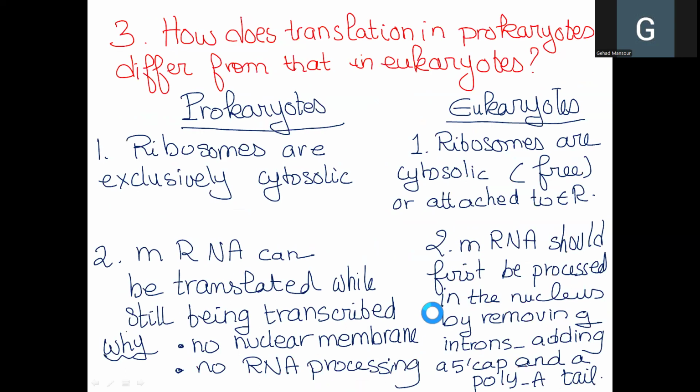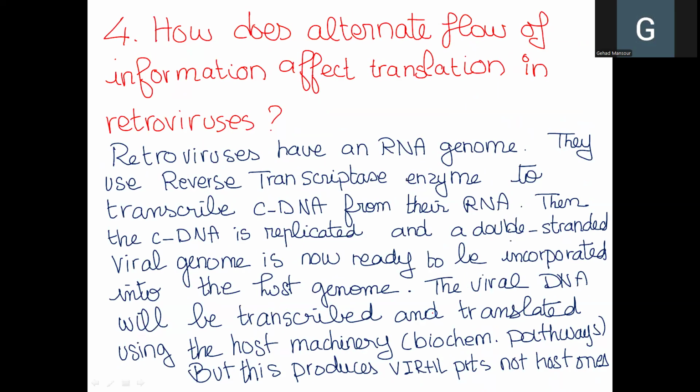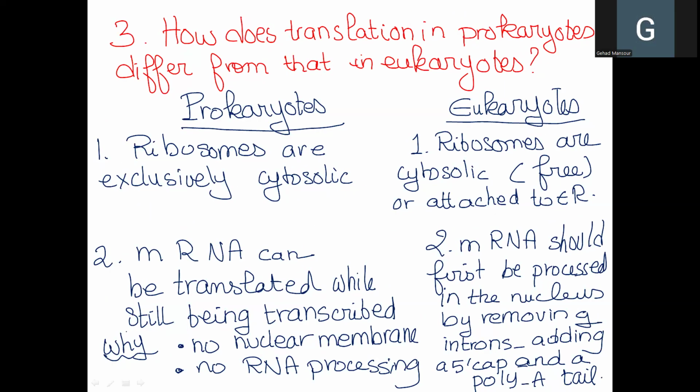Now, the third question is, how does translation in the prokaryotes differ from translation in the eukaryotes? So here we have a very short comparison. Of course, prokaryotes are unicellular organisms that do not have a true nucleus, but eukaryotes are unicellular or multicellular organisms that possess a nucleus, and therefore they possess a nuclear membrane. And this is very important for the differentiation.